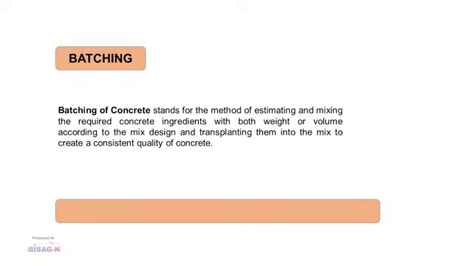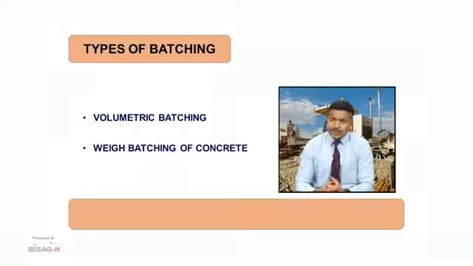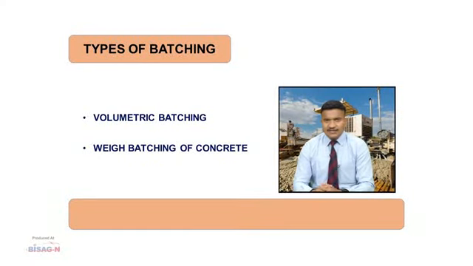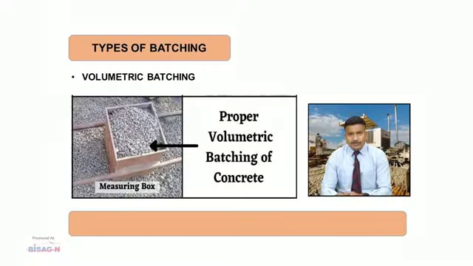Now our next part of the topic is batching. Batching of concrete stands for the method of measuring and mixing the required concrete ingredients by either weight or volume according to the mix design, and transferring them into the mixer to create consistent quality of concrete. Now, types of batching. There are two types of batching: one is volumetric batching, second is weigh batching of concrete. Number one, volumetric batching. As you can see in the picture, we show an iron cube. It is equivalent to the volume of 1 cement bag.